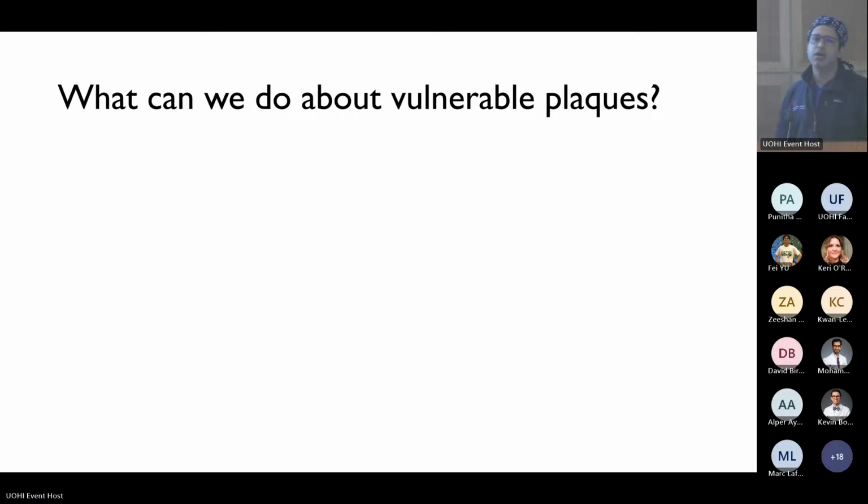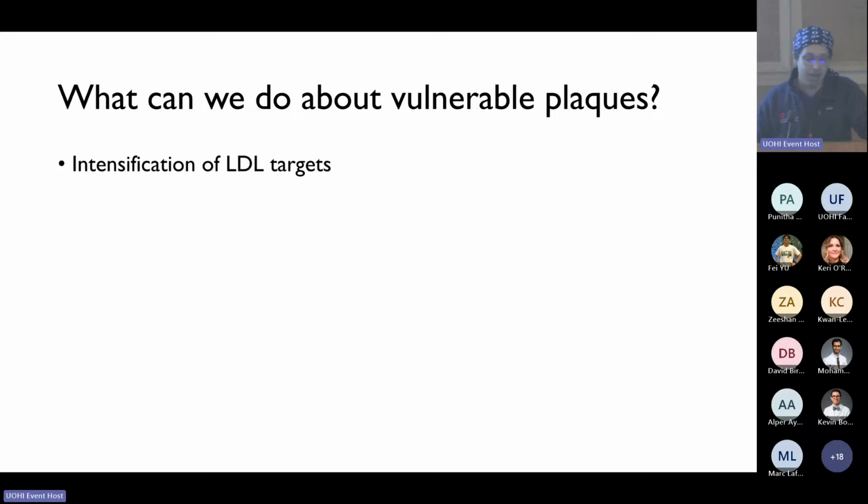So vulnerable plaques, you can try and detect them in vivo, but what do you do when you find them? Because this is still really a gray area of what you actually do. There is no evidence that fixing them or intervening on them makes any difference at all. Those studies have just not been published yet. And they don't exist, in fact.